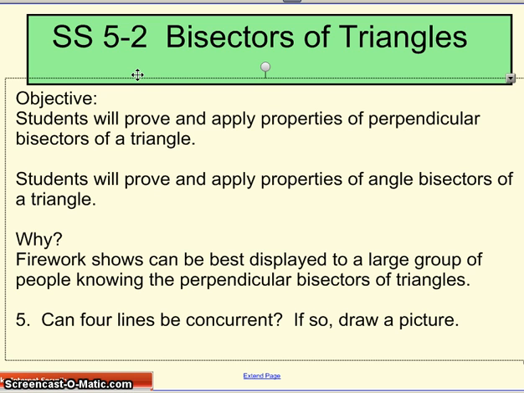This is section 5.2 over bisectors of triangles. Make sure you read through the objectives. There's 2 of them this time. You can read through the why and make sure you answer number 5. You get to do a little drawing of a picture, so you might want to do that in Educreations.